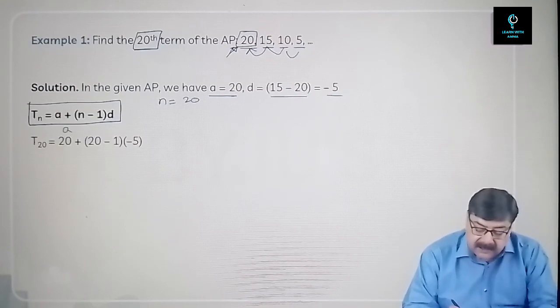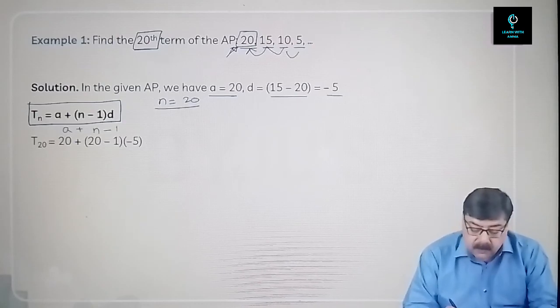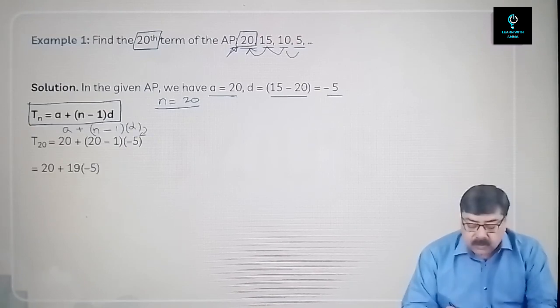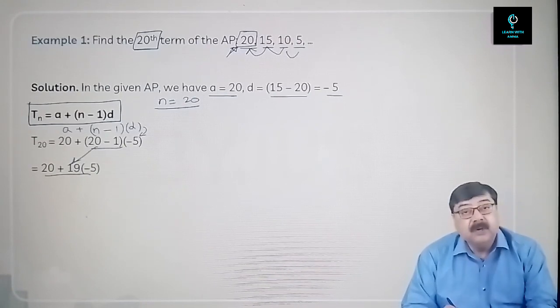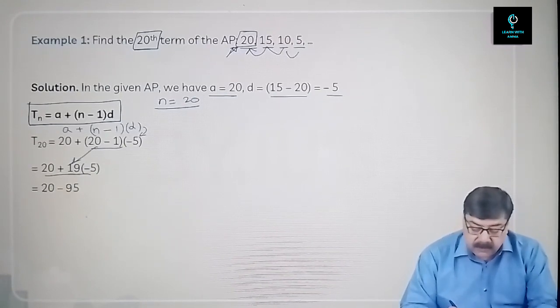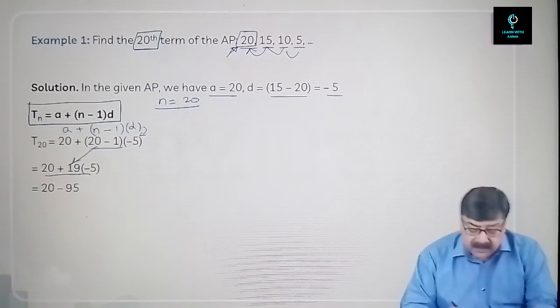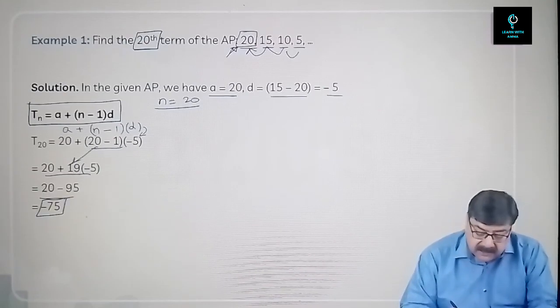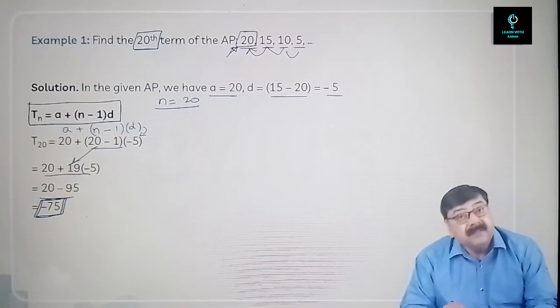So this is a, this is n, that is 20 minus 1 into the common difference, that is minus 5 here. So 20 minus 1, we have 19. So 20 plus 19 into minus 5, which works out to be 19 into 5 is 95. So hence, the 20th term here has to be minus 75.